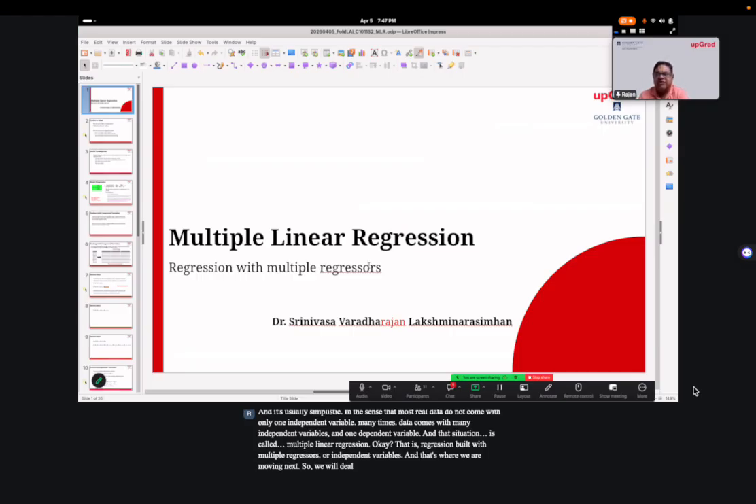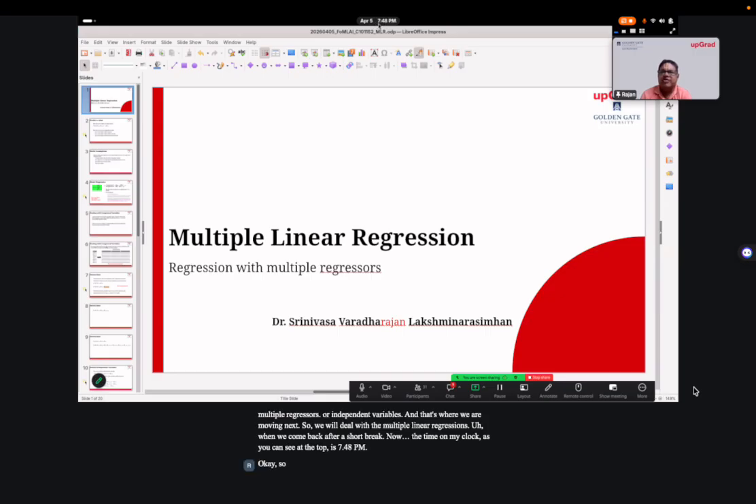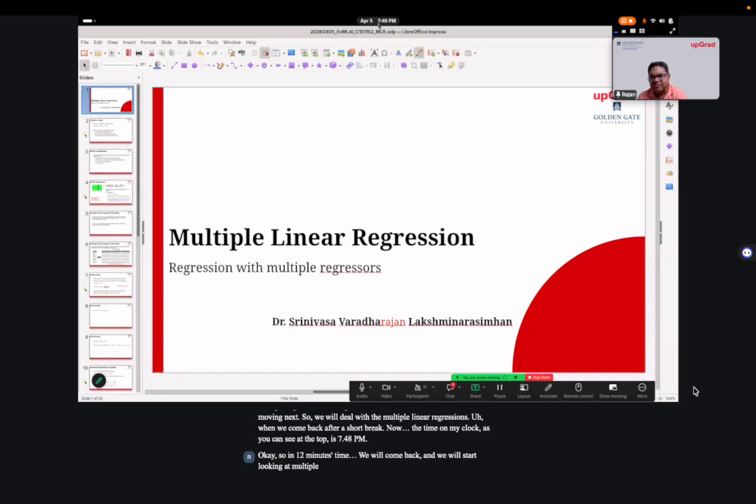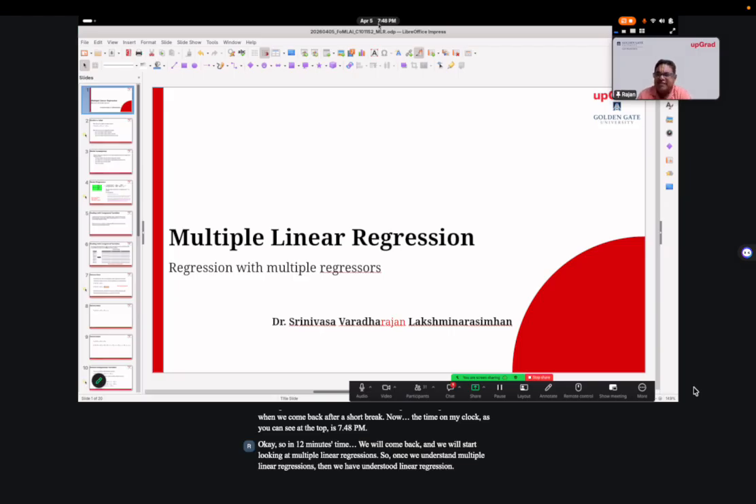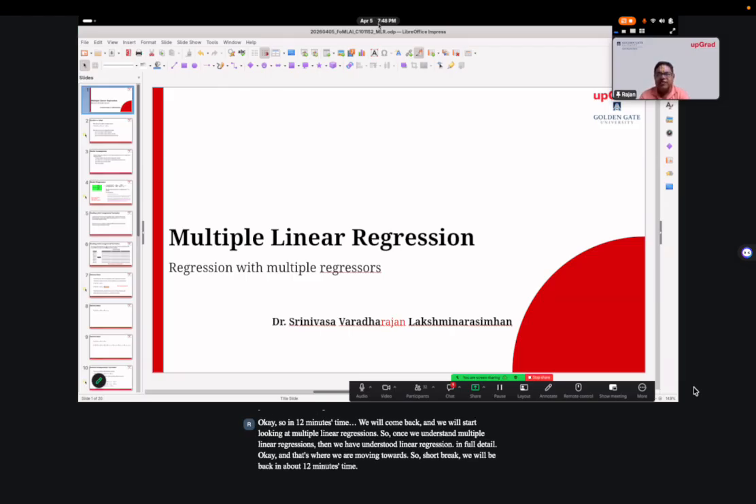So we will deal with the multiple linear regressions when we come back after a short break. Now, the time on my clock, as you can see at the top, is 7:48 p.m. So in 12 minutes time, we will come back and we will start looking at multiple linear regressions. Once we understand multiple linear regressions, then we have understood linear regression in full detail. So short break, we will be back in about 12 minutes time, and then we will try to wrap up multiple linear regression if possible today.